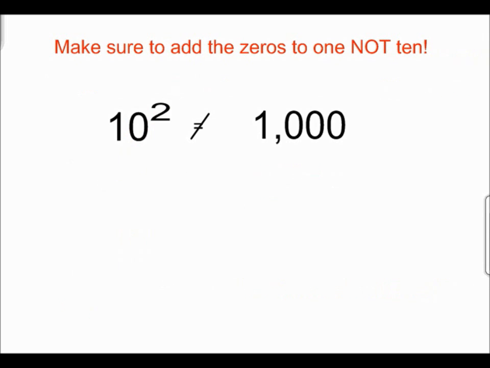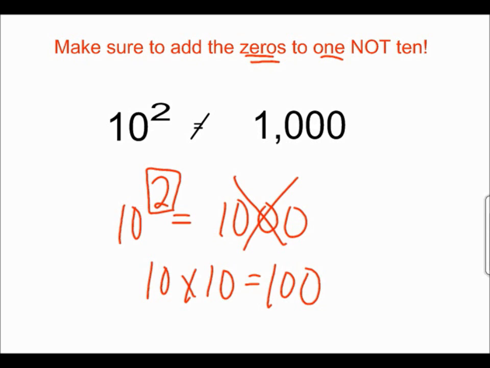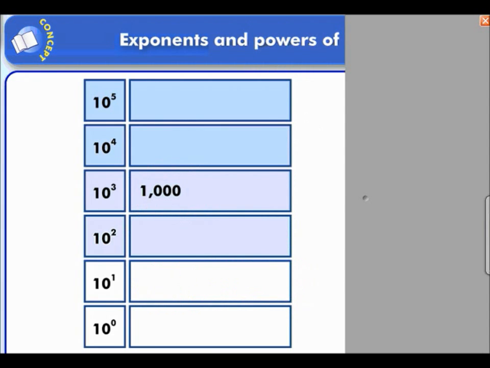Now this is really important. Make sure you add zeros to 1 and not to 10. This is a common mistake. I'll see kids do this all the time. They take 10, they see the 2, they add 2 zeros. That's not correct, because if you think about it, 10 squared means 10 times itself twice, and 10 times 10 is 100, not 1,000. Remember, when the base is 10, you take 1, and the exponent tells you how many zeros to add. So in this case, it would be 100.